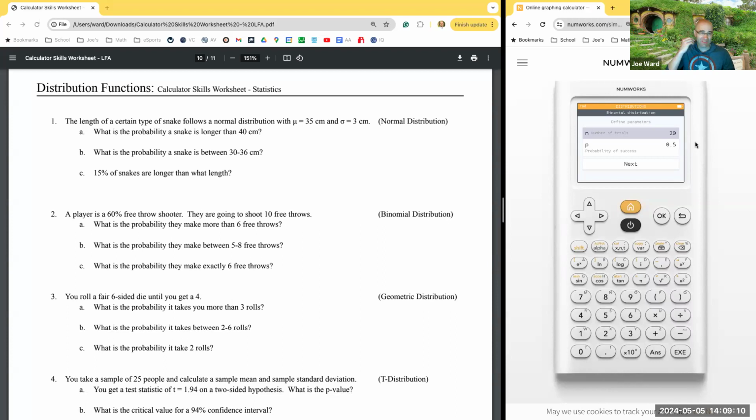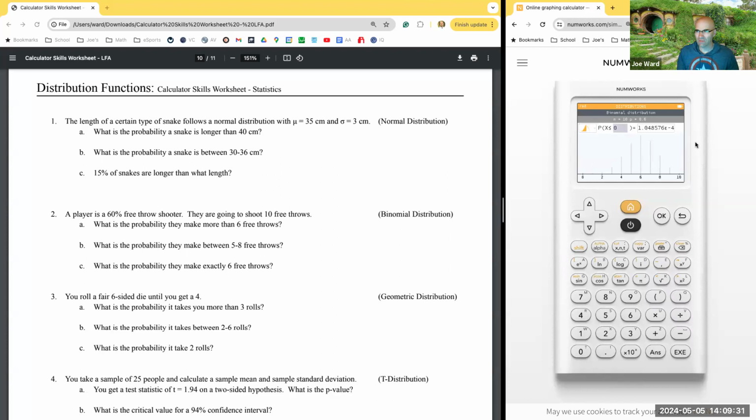And the probability of success stays the same. And what we're keeping track of is the number of successes in a certain number of trials. So we know how many times we're going to be shooting the basket or flipping the coin. So in this case, it says we are going to shoot 10 free throws. So that's N. And we have a 60% chance of making it. That's P. We go to next.